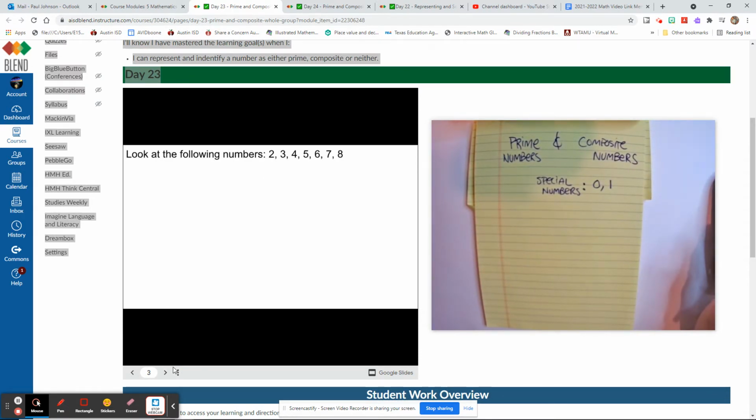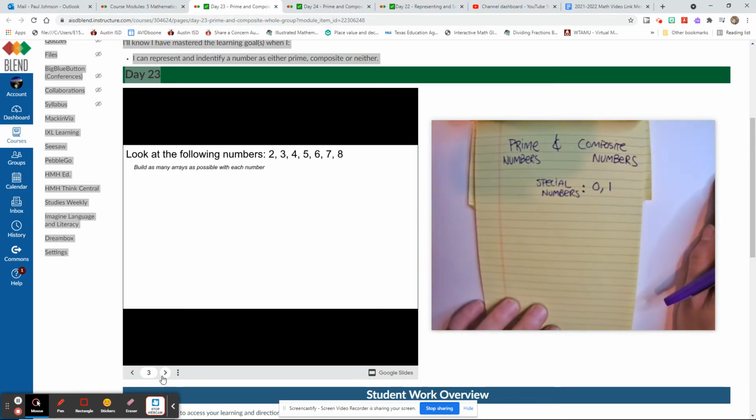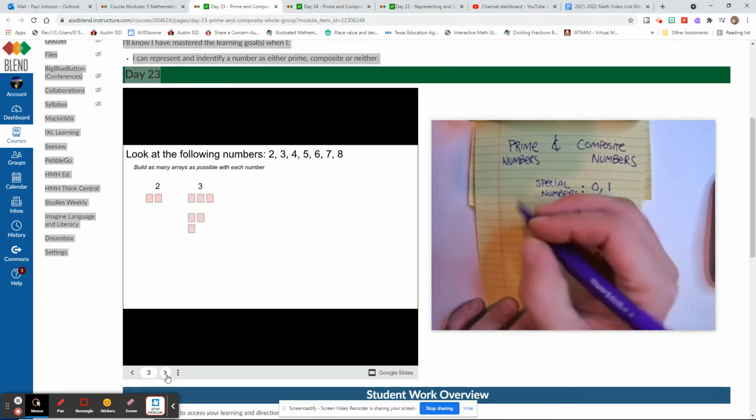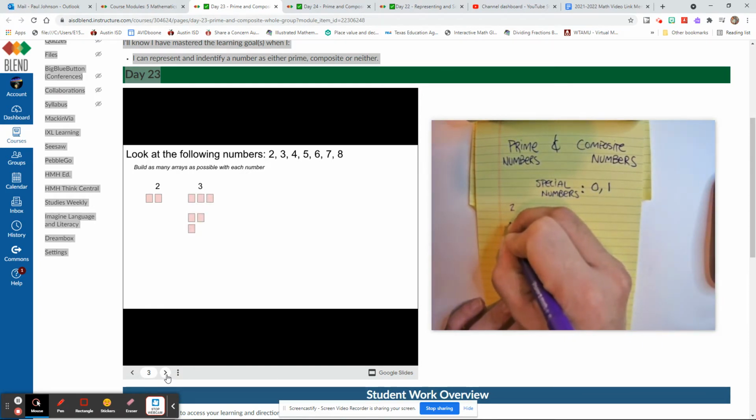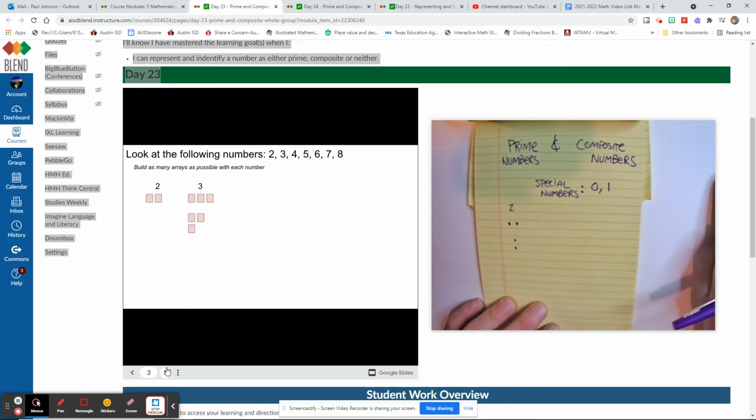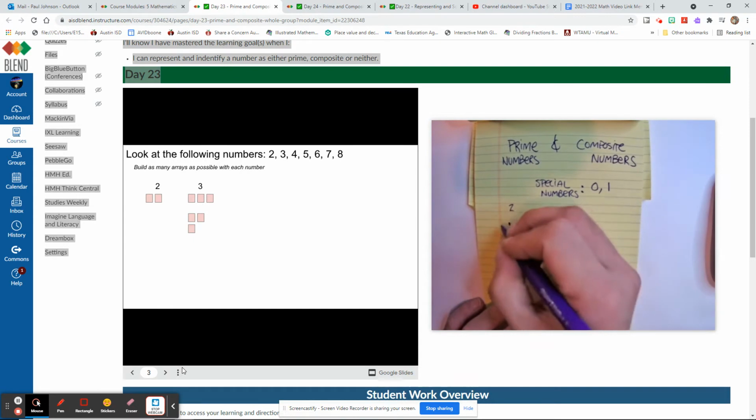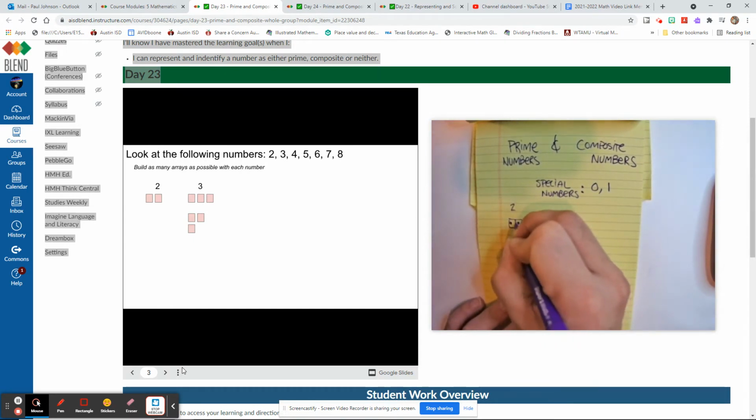Now they're saying, look at the following numbers: 2, 3, 4, 5, 6, 7, 8. Now they want you to draw them. So we're going to build as many arrays with these numbers as possible. With 2, we could make that. And in fact, with 2, I think we could make multiple arrays. We could make an array that looked like that and an array that looked like that. So 2 by 1 or 1 by 2. I guess I should keep up with what they're doing. Maybe I should use these rectangles.